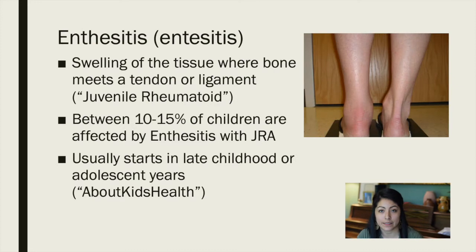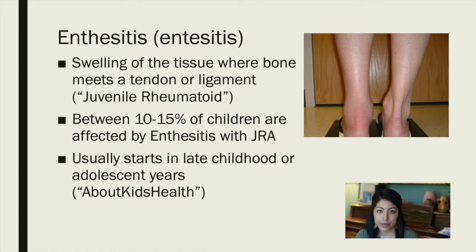Then we have enthesitis. It is the swelling of the tissue where bone meets a tendon or ligament. Between 10 and 50% of children are affected by enthesitis with JRA. It is also known as spondyloarthritis, so that is another name for enthesitis.